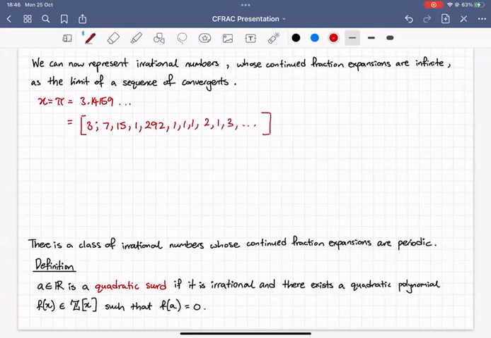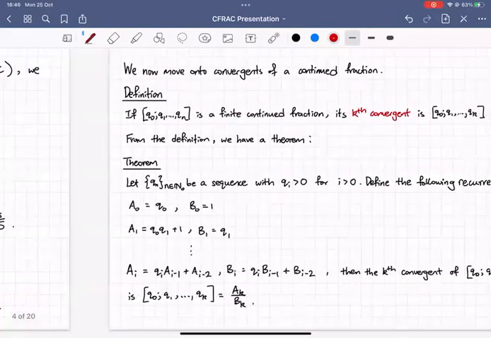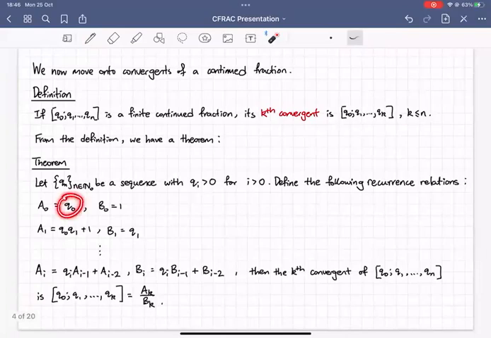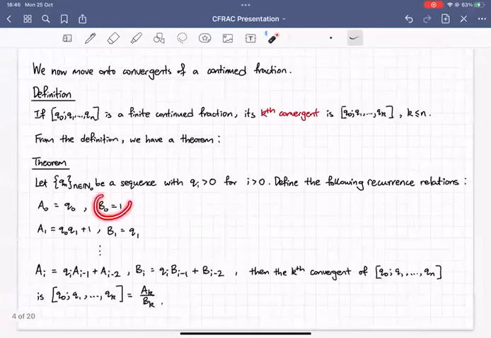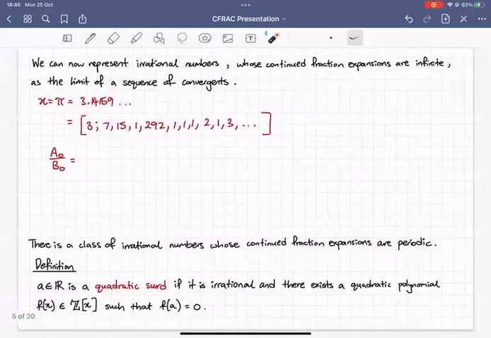And it continues forever. So this is a bit of a random pattern. If you want to compute its convergence, you use the theorem before, but I'll leave you to check that out yourself. So A naught over B naught. A naught is Q naught, which is 3. And B naught is 1. So 3 over 1, 3.